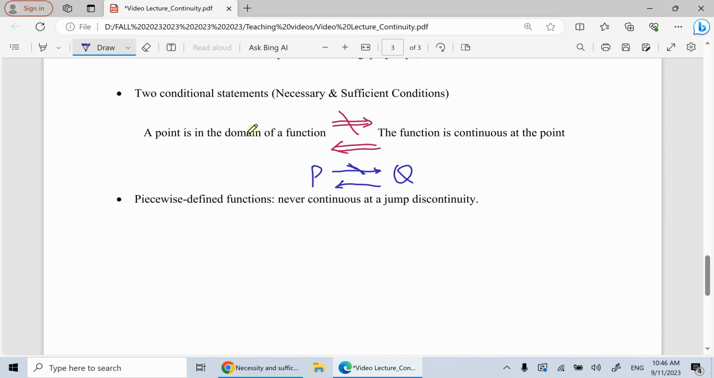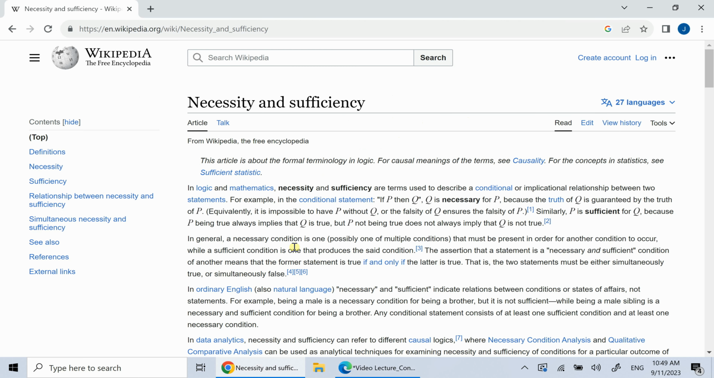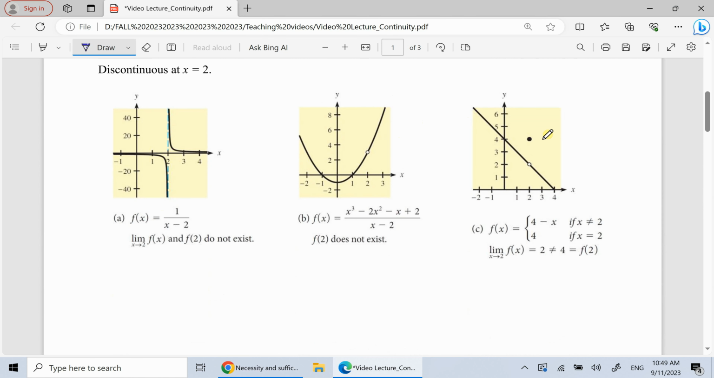If a point is in the domain, then it is not necessary that the function is continuous. However, the backward is right. If the function is continuous at the point, then it is clear that the point is in the domain. So see the reference here for necessary and sufficient conditions.